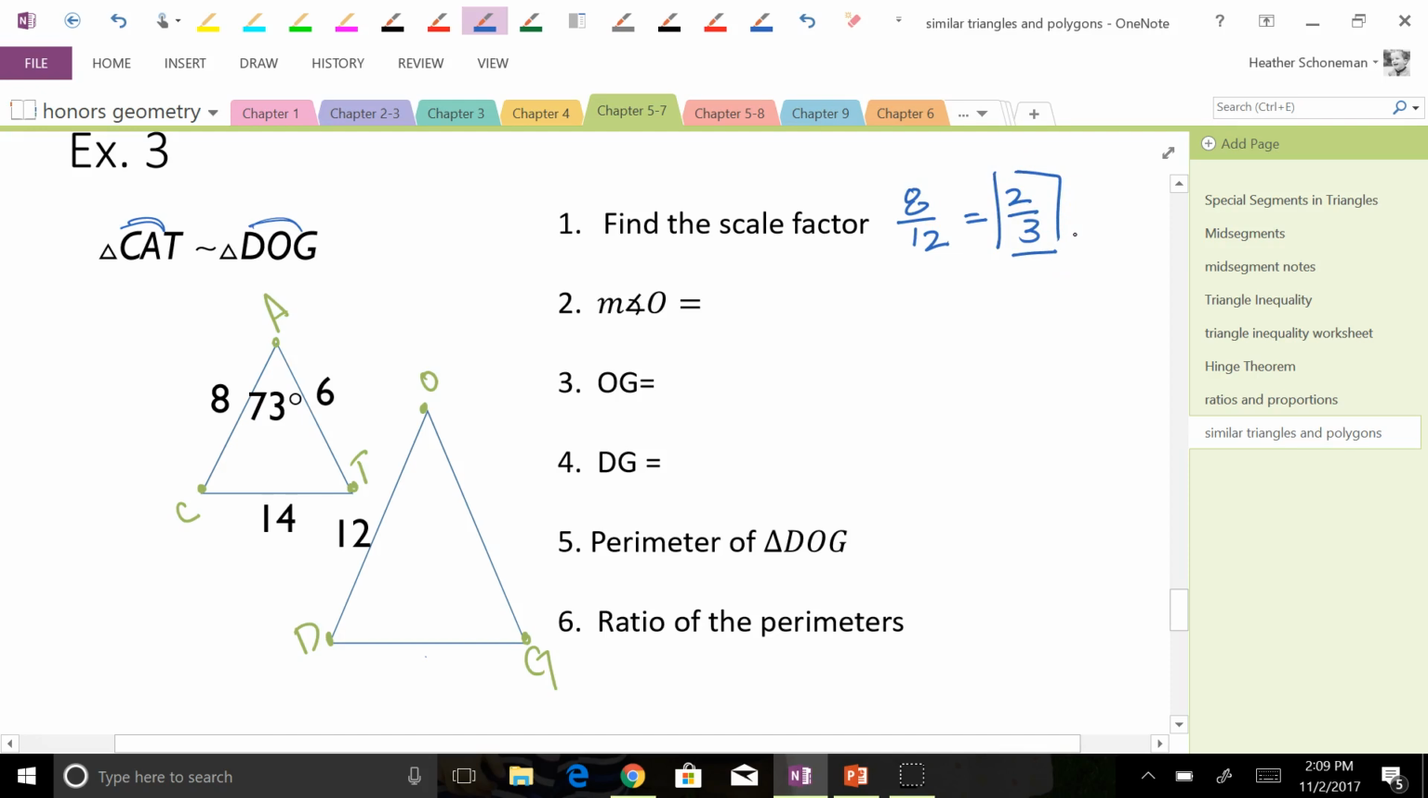They want the measure of angle O. Well, when triangles are similar, their angles match exactly. So O is the same as A, and A is 73, so O must be 73 degrees.